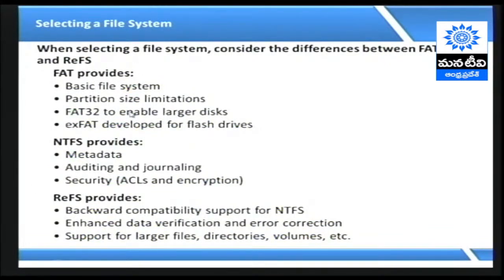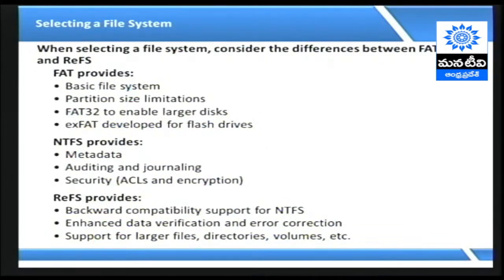As per the slide, you can see the FAT file system. FAT32 enables larger disks. That is, FAT file systems are available in different variants. Those are generally called FAT12, FAT16, FAT32, exFAT. These are the different file systems from FAT. Especially the FAT32 file system enables larger disks.